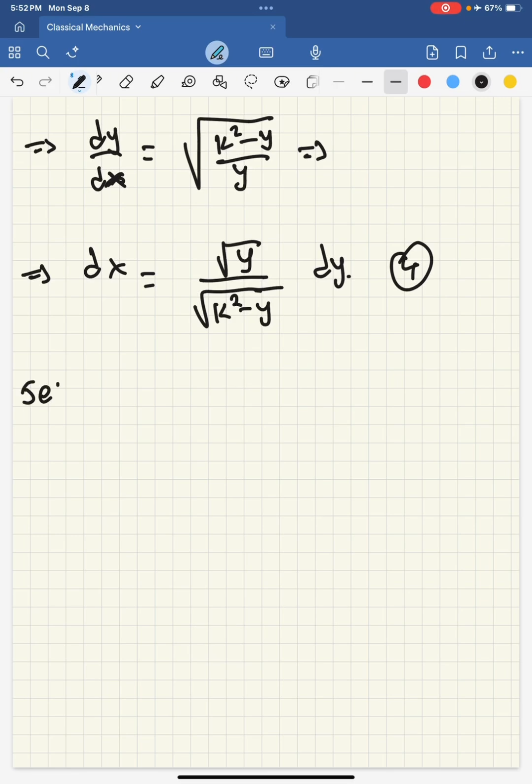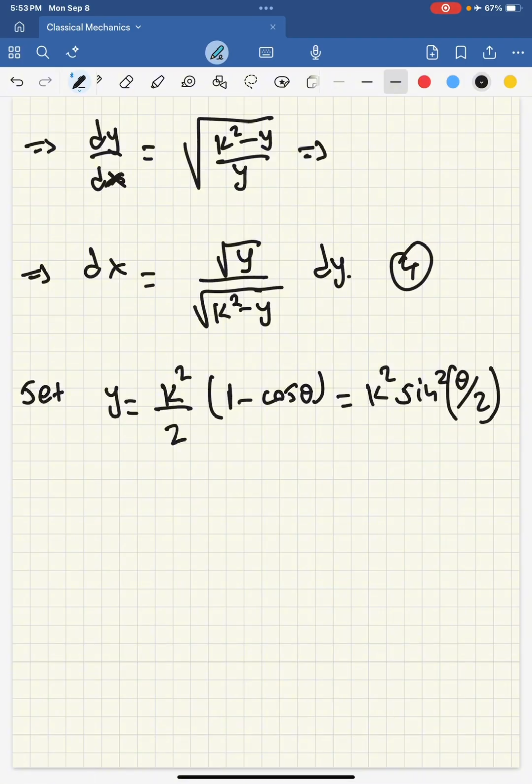Now set y equal to k squared over 2 times 1 minus cosine theta, which is equivalent to writing k squared sine squared theta over 2. Okay, this k squared is the same as the k squared that appears in our differential equation, okay? All right, let's call this equation 5 and plug this equation back into 4.